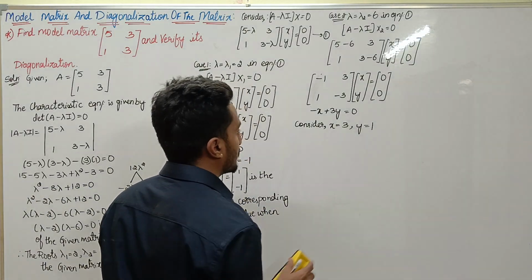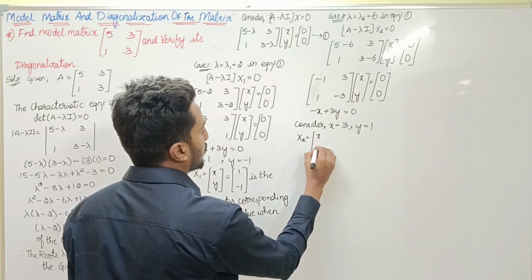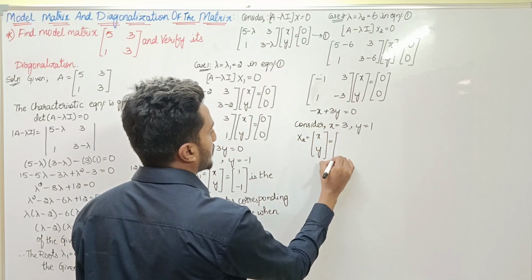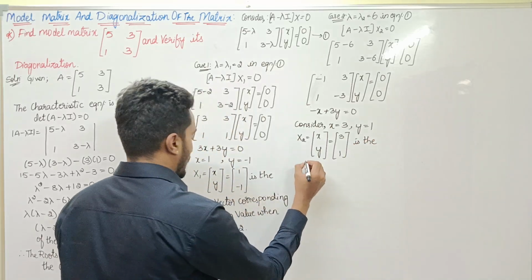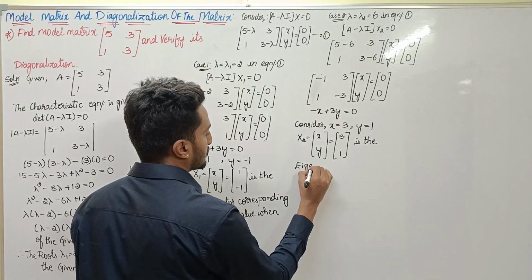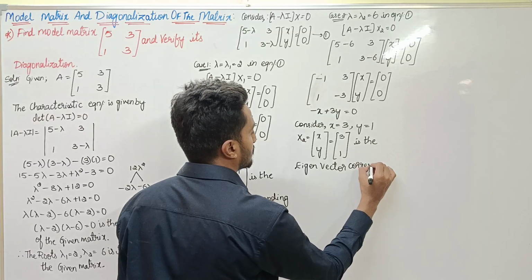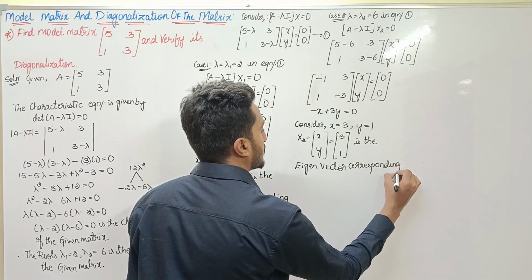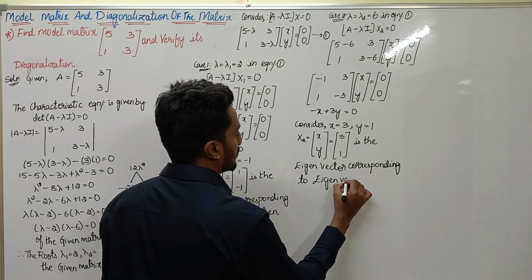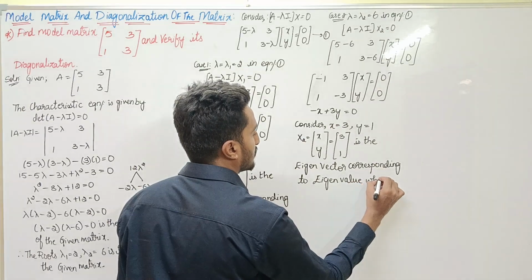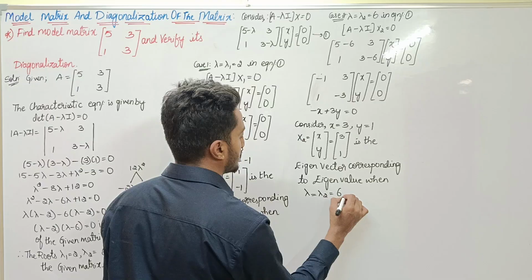Now, represent this with respect to the eigenvector, that is x2, which is equal to (x, y). What is the value of x? 3. What is the value of y? 1. This is the eigenvector corresponding to the eigenvalue when lambda 2 is equal to 6.